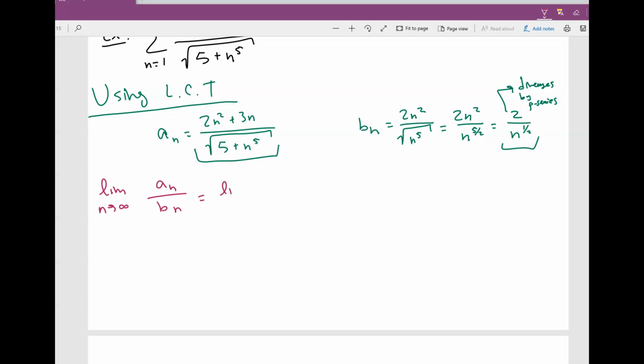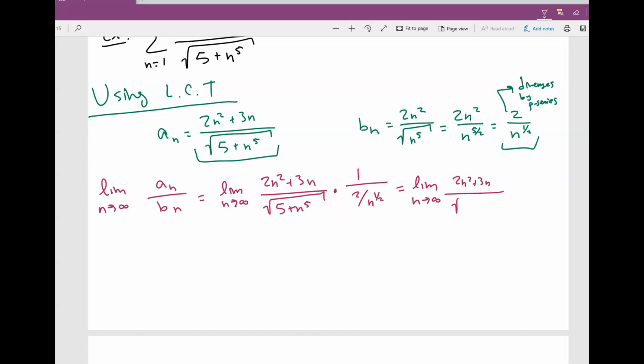So you're going to have the limit as n goes to infinity of this big term, 2n squared plus 3n divided by the square root of 5 plus n to the 5th power, times 1 over b sub n. So 1 over b sub n is going to be n to the 1/2 over 2. Let me write this as the limit as n goes to infinity, 2n squared plus 3n divided by the square root of 5 plus n to the 5th, times, let me flip that around, n to the 1/2 divided by 2.